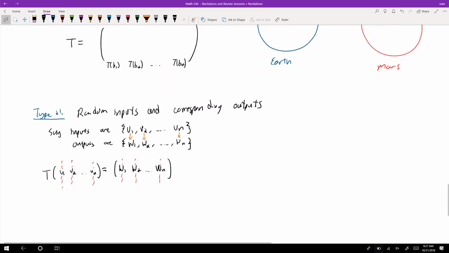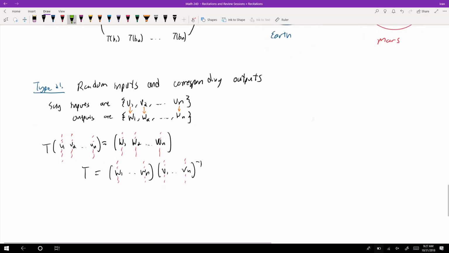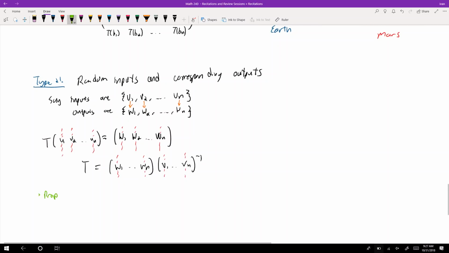Okay? And that means the matrix of transformation for T is just going to be the matrix with columns W1 through Wn times the matrix with columns V1 through Vn inverse. So your matrix with the V's always has to be invertible. Which brings me to a point: you want to drop duplicate or scalar multiple input-output pairs.